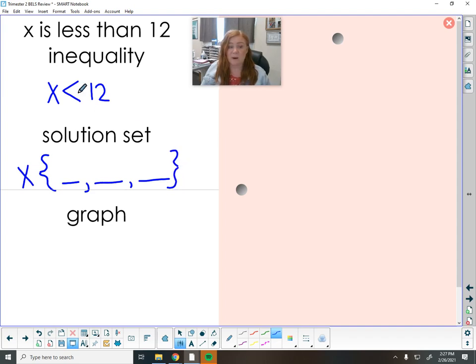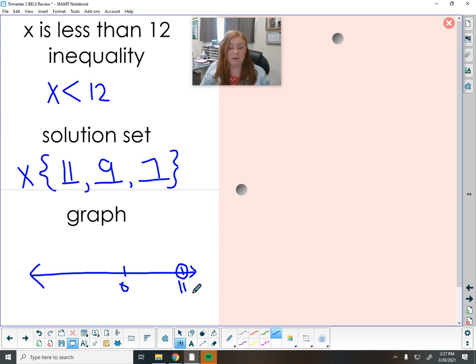So can it equal 12? No, it has to be less than 12. So I'm going to say 11, 9, and 7. So if I'm graphing this here, I'm going to say here's 0, here is 11. So remember, this garage door is open. It's not shut down to the bottom. It does not include 11.